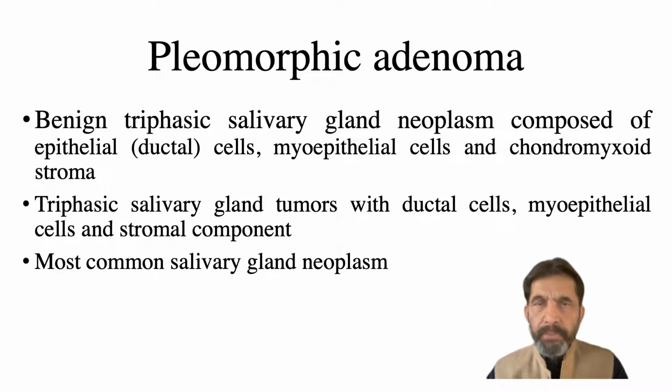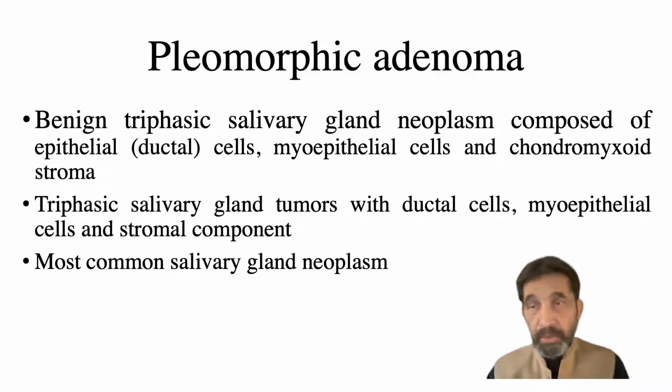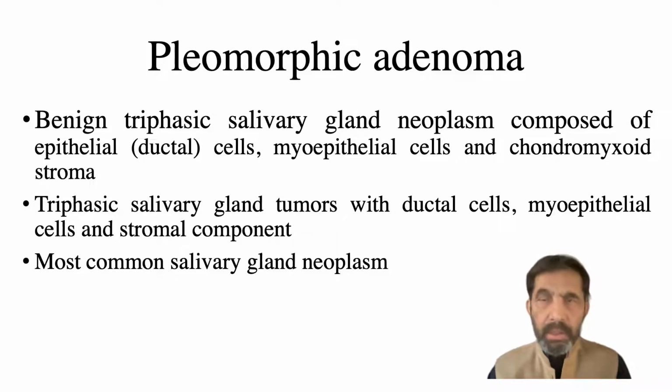It is composed of epithelial cells that arise from the salivary gland duct, and myoepithelial stroma. We divide it into two components, epithelial and myoepithelial, the stromal or mesenchymal components, and the glands. It is a triphasic salivary gland tumor with ductal cells, myoepithelial cells, and stromal cells. The stromal cells can be spindle cells, and the myoepithelial cells may be of 4 types that we will discuss.